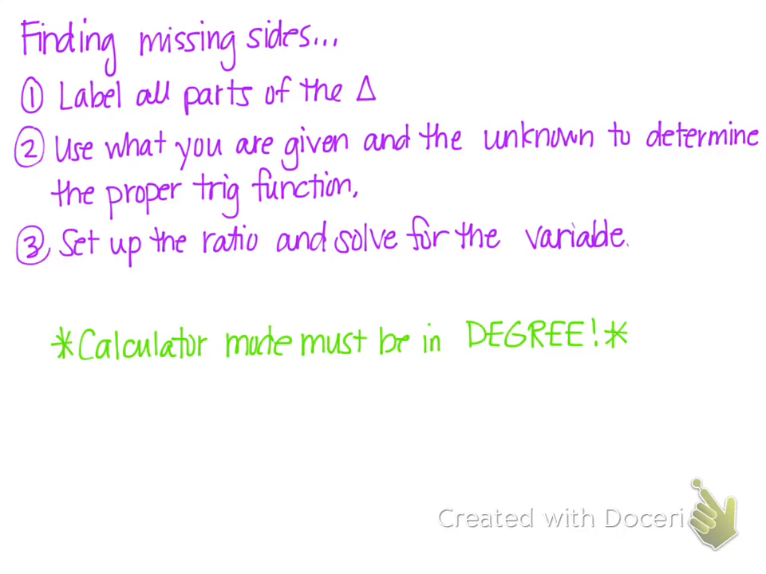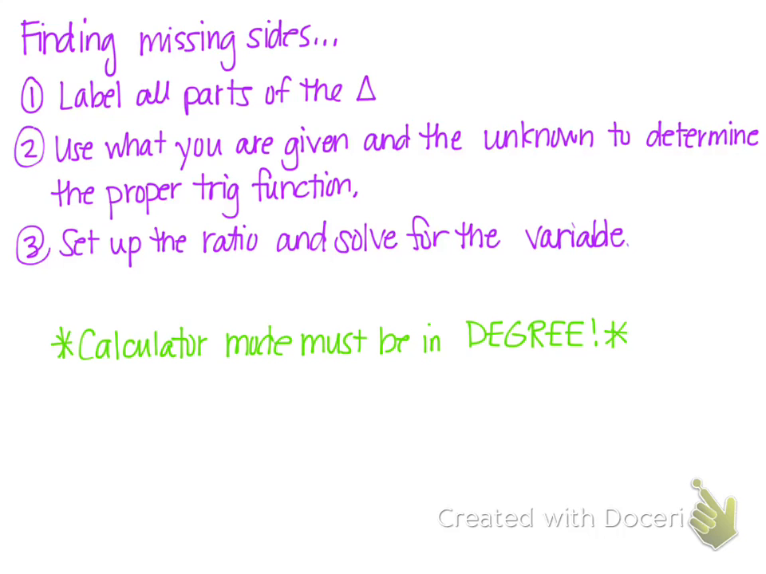Then you're going to use what you were given and the unknown. You're using the number that's been given to you, because you always have to be given at least one side to figure out what's going on here. You always have to be given at least 2 pieces of information, either a side and an angle or 2 sides, which we'll do 2 sides the next class period. So use what you're given, a number and the unknown, the variable you're looking for, to determine the proper trig function. And step 3 says you set up the ratio, which is just like what we did on the previous example, and we solve for the variable.